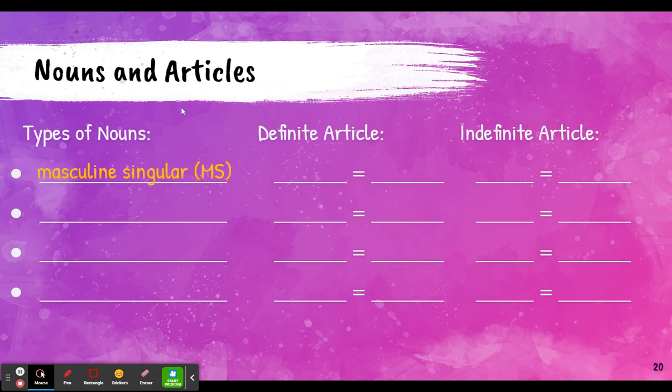So for masculine singular nouns, the definite article is el, which means the, and the indefinite article is un, which means a or an. For feminine singular nouns, the definite article is la, which also means the, and the indefinite article is una, and that also means a or an.